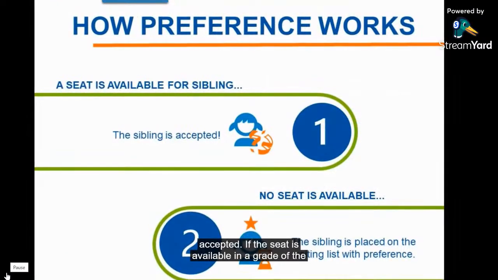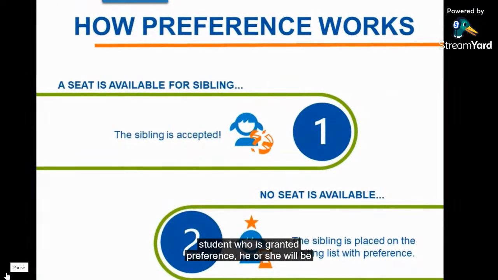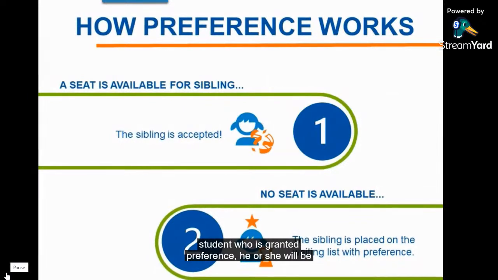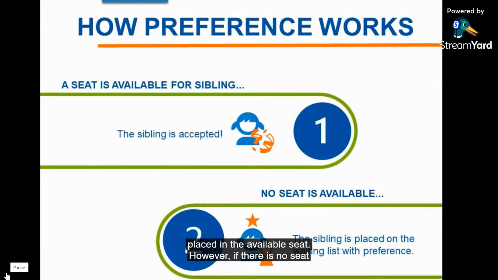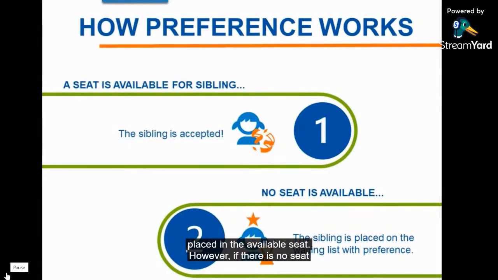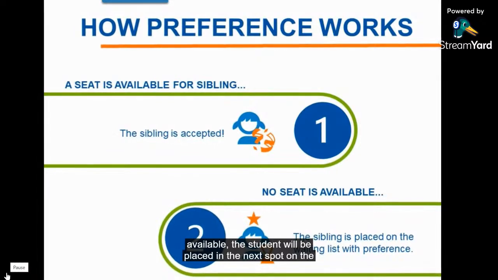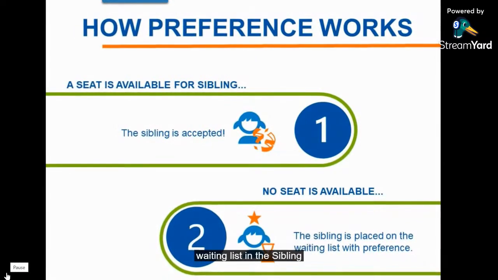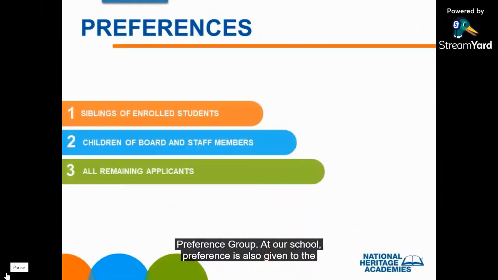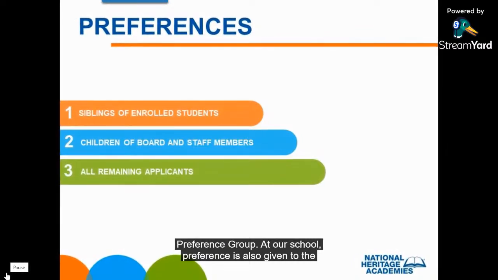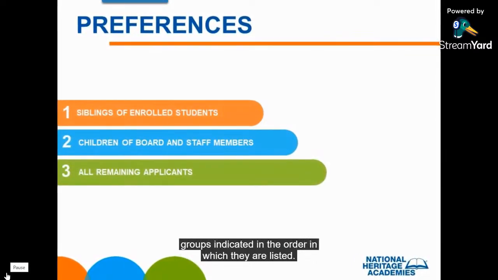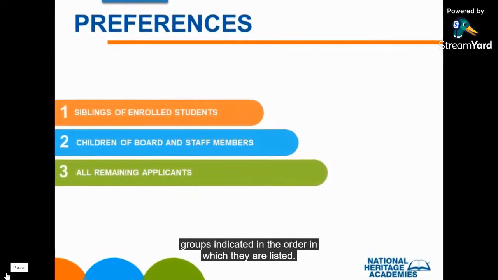If a seat is available in the grade of the student who is granted preference, he or she will be placed in the available seat. However, if there is no seat available, the student will be placed in the next spot on the waiting list in the sibling preference group. At our school, preference is also given to the groups indicated in the order in which they are listed.